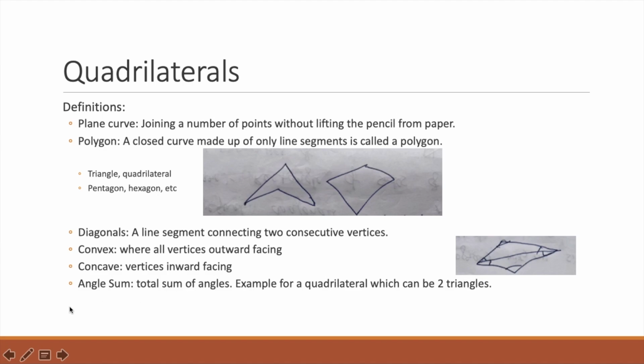Why is this mentioned here? What is the angle sum of a quadrilateral? It is nothing but two triangles. A triangle has a sum of 180 degrees, so a quadrilateral is 2 multiplied by 180 degrees, that is 360 degrees.